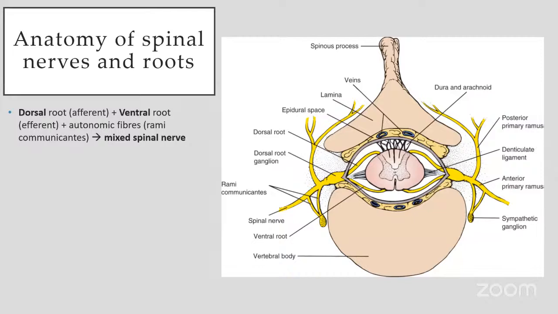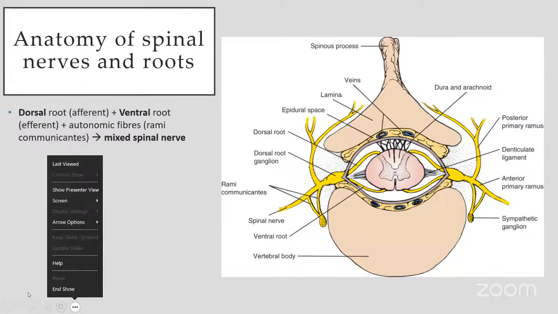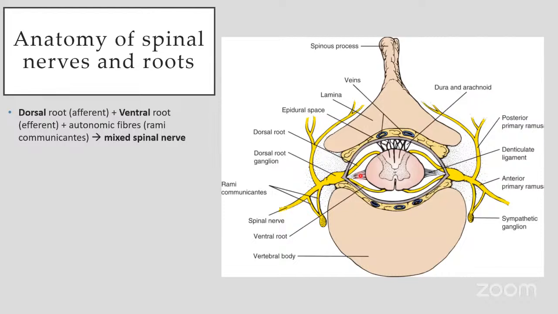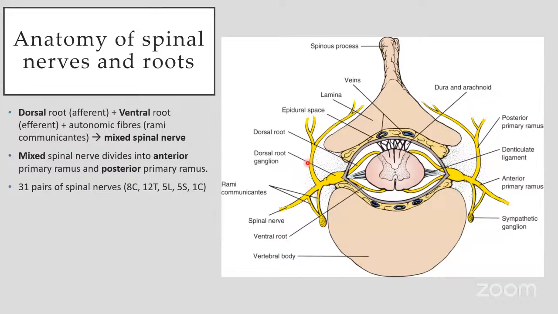the efferent fibers to the limb, and autonomic fibers, that is the rami communicantes, which is shown over here. Yes, this all together joins to form a mixed spinal nerve. The mixed spinal nerve divides into anterior primary ramus and posterior primary rami. The anterior primary rami go on to continue to supply the anterior part of the body. And the posterior primary rami supply the axial skeleton, the back and spine.